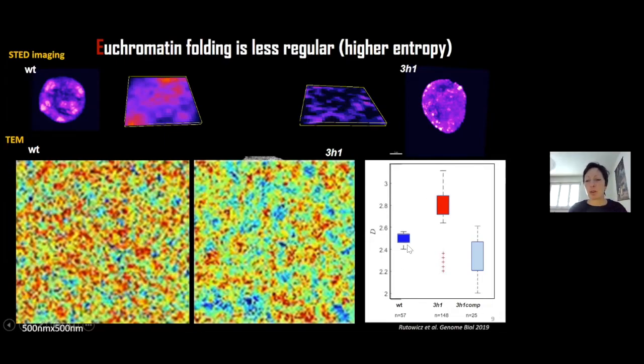I would like to point out here that this higher entropy, or this higher disorder, that we see in nuclei which are lacking H1 is very similar to what has been measured in cancer cells in animals. So the same effect is seen in many cancer cell lines, and we have a similar effect in terms of this altered chromatin density distribution.